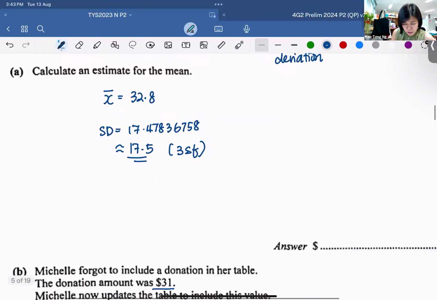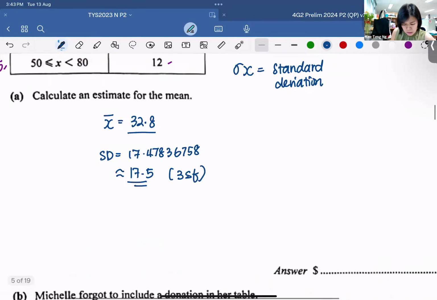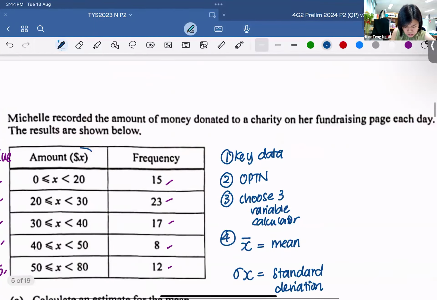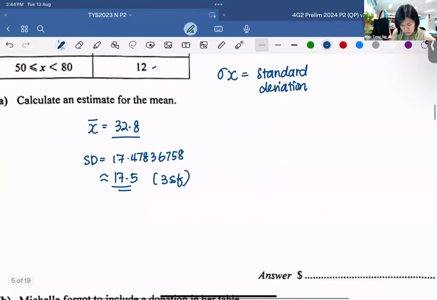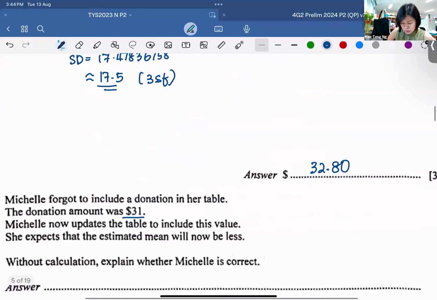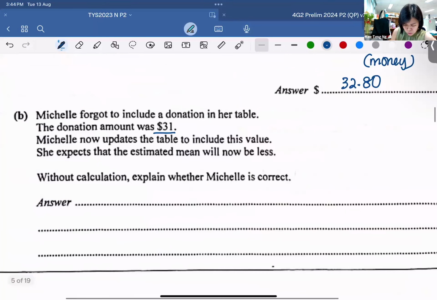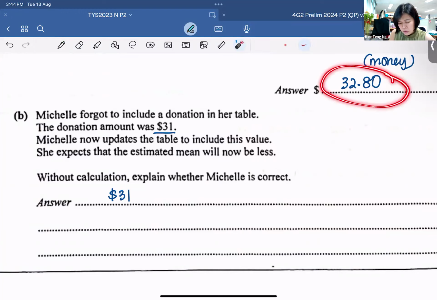Let's look at my average mean. My mean is now $32.08. This is a set of money, so when I write my answer, this is going to be $32.08, to 2 decimal places, because this one is about money, instead of just 368. But now the $31 is more than or less than the mean?